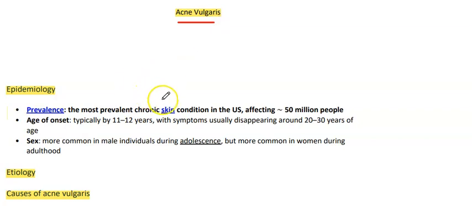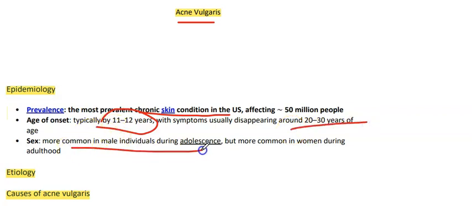So it is the most prevalent chronic skin condition in the US. It usually affects people from the age of 11 to 12 years and usually disappears around 20 to 30 years. It is more common in males during adolescence, while more common in women during adulthood.